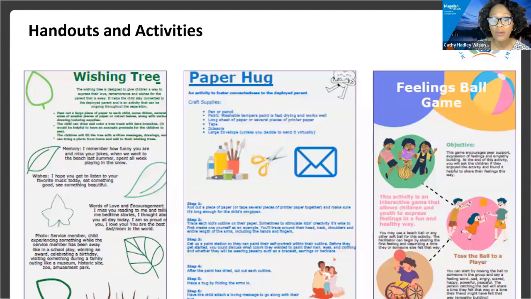These handouts include a wishing tree activity, which helps the child express well wishes and love for their parents who are away, a paper hug, which can be sent to the deployed parent as an expression of care and connection, and a game using a bouncing ball to share feelings to help children verbalize and identify different feelings. Now, I'll hand the mic over to Teresa, who will walk through more details about Care4 documentation of this presentation.